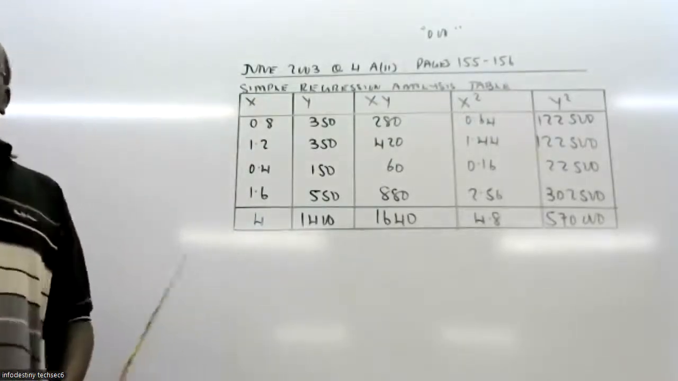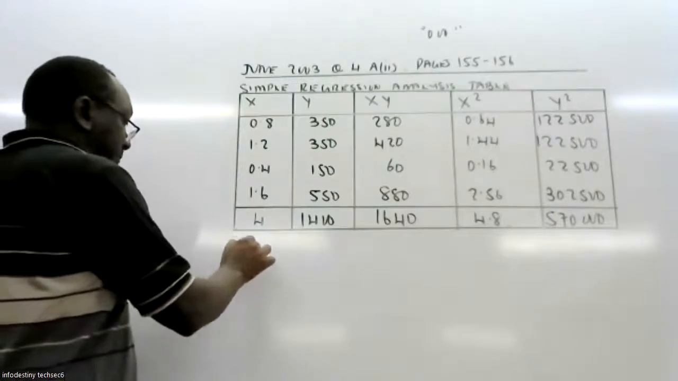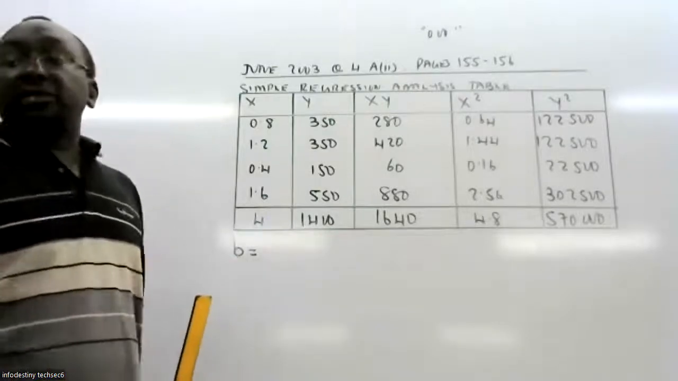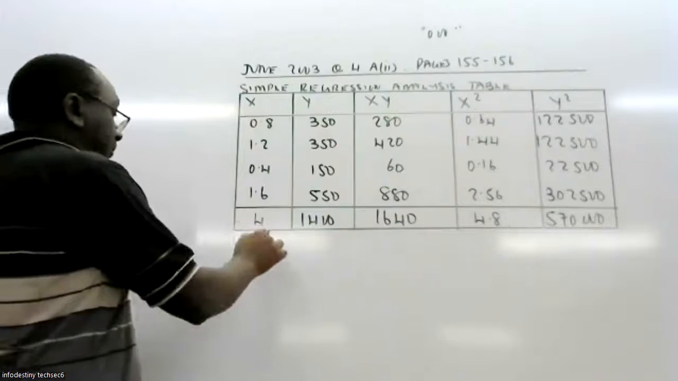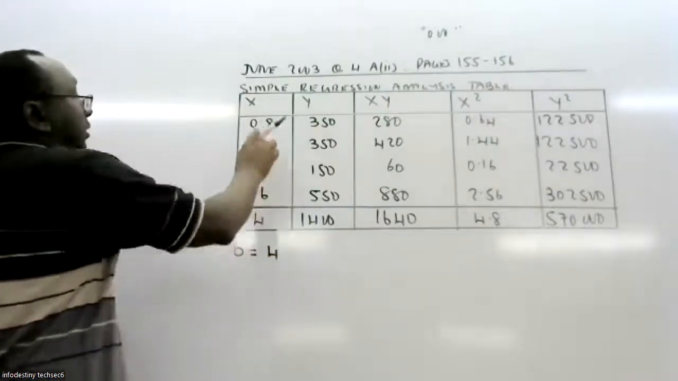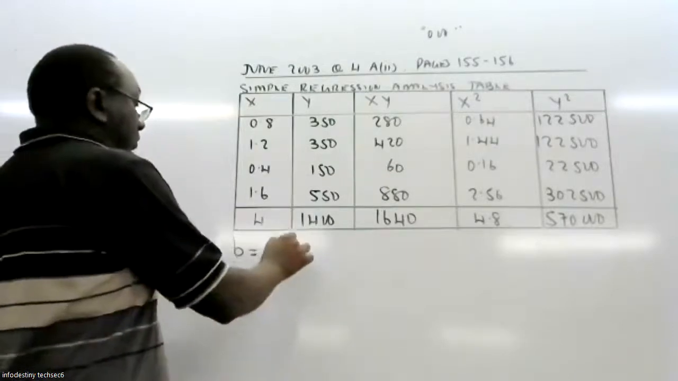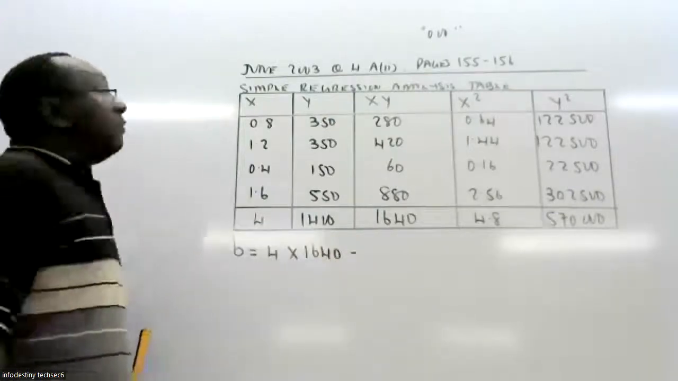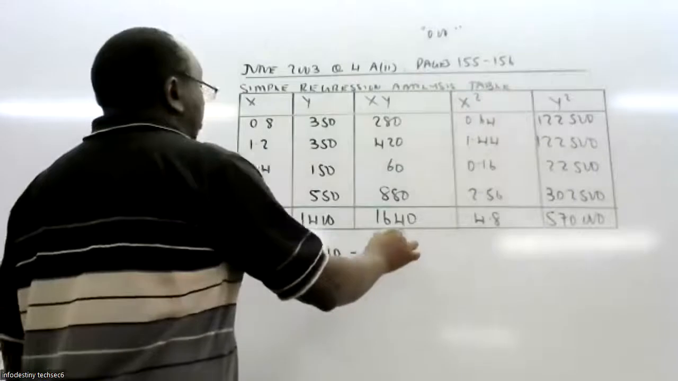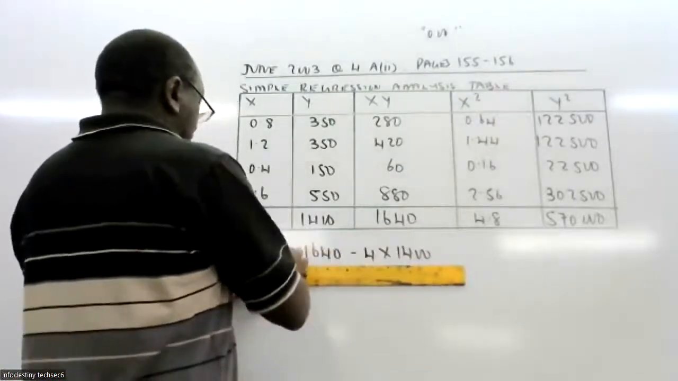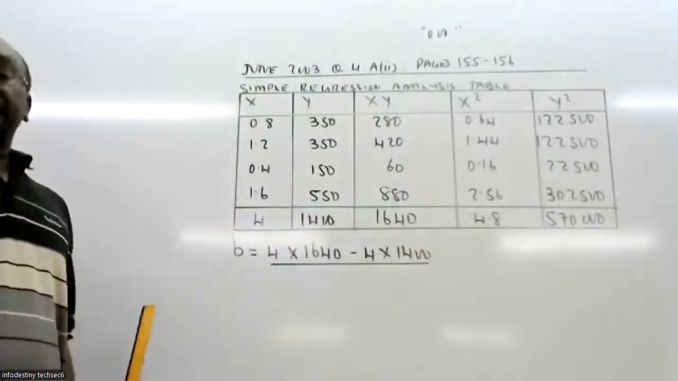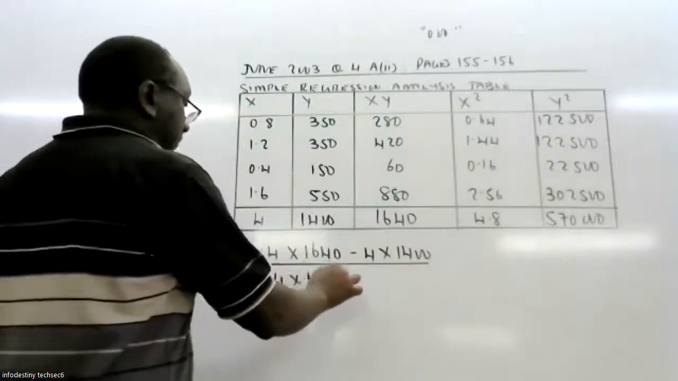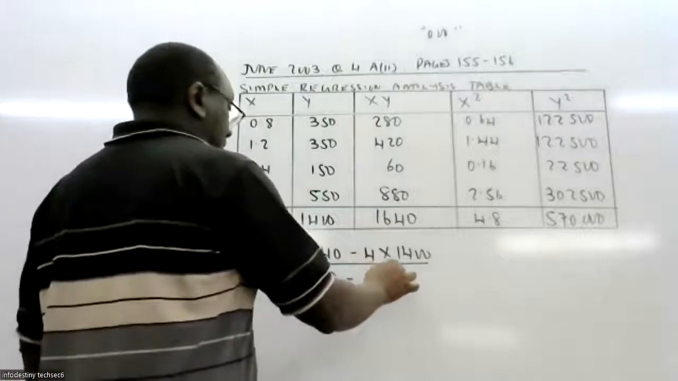So let's compute the value of B, because we already know the formula up there. The formula was N sum of XY minus sum of X times sum of Y, divided by N times sum of X squared minus sum of X squared. N is 4. Sum of XY is 1640. Sum of X is 4. Sum of Y is 1400. Sum of X squared is 4.8.